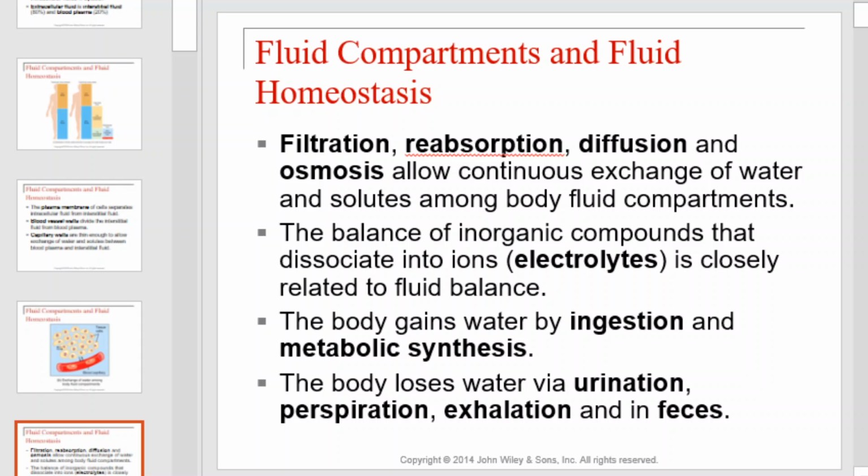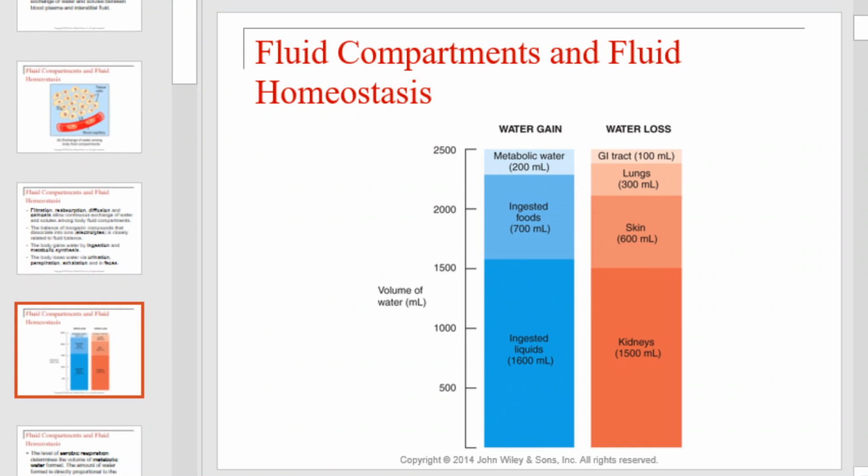Filtration, reabsorption, diffusion, and osmosis allow continuous exchange of water and solutes among body fluid compartments. The balance of inorganic compounds that dissociate into ions, also known as electrolytes, is closely related to fluid balance. The body gains water by ingestion and metabolic synthesis. The body loses water via urination, perspiration, exhalation, and through defecation. This graphic illustrates the ways in which we both gain and lose water in their respective volumes.